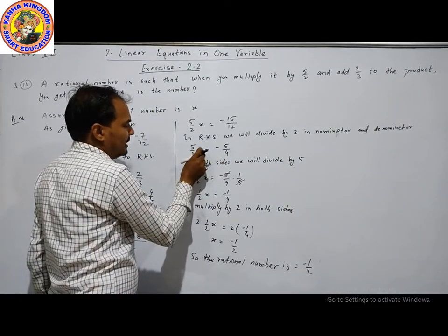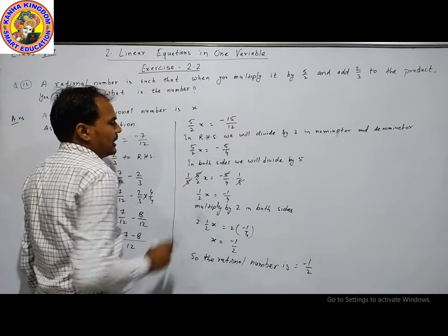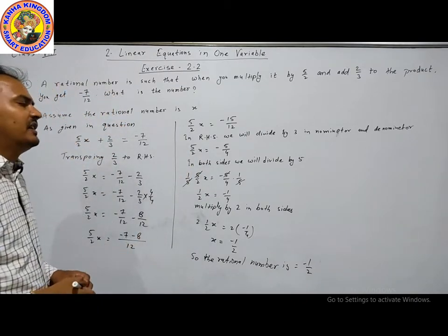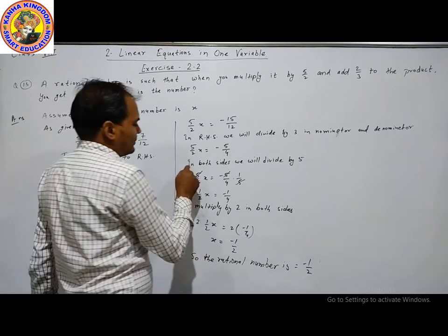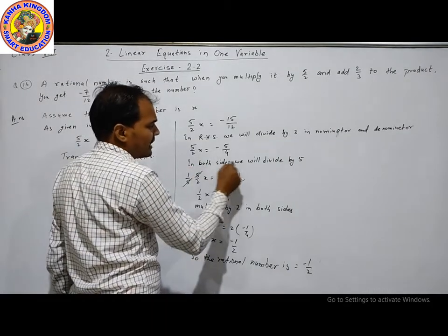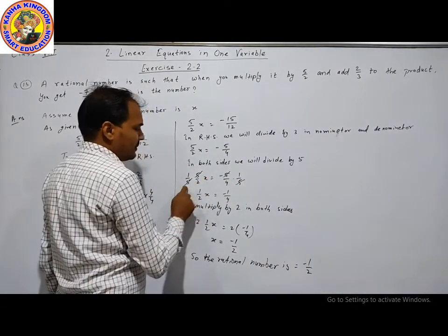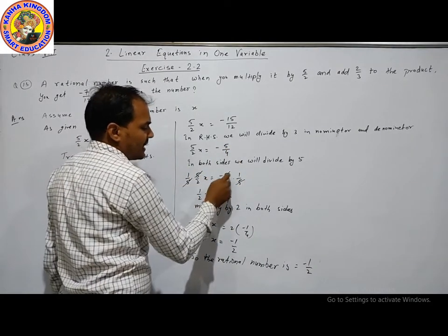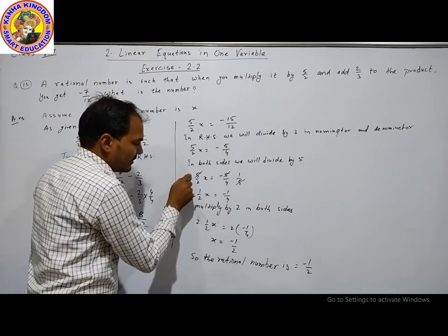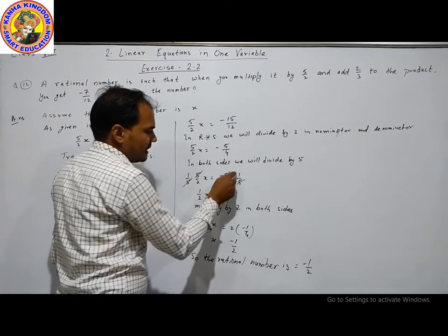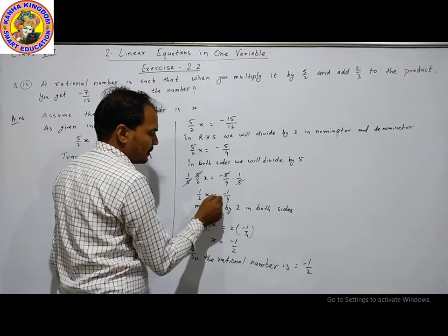When finding the value of x, there is a multiplier of 5, so we will divide by 5 in both sides. 1 by 5 and 1 by 5. This 5 and 5 cancel. So here we have 1 by 2x and minus 1 by 4.